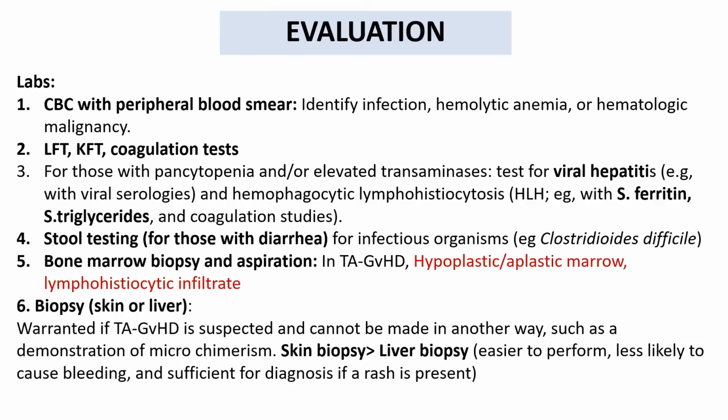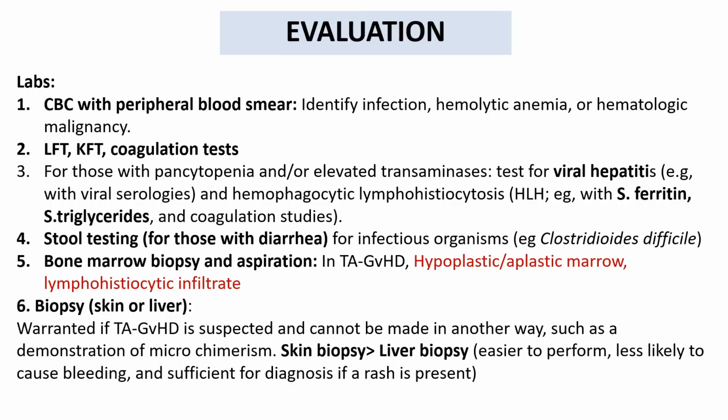Evaluation of TA-GVHD is done with the lab investigations of CBC with peripheral blood smear to identify any infection, hemolytic anemia, or hematological malignancies. The KFT, LFT, and coagulation tests are done, especially for those with pancytopenia or elevated transaminases. We can rule out viral hepatitis using viral serology. HLH syndrome has to be excluded by investigations of serum ferritin and serum triglycerides and coagulation studies. Stool testing is done for those with diarrhea to rule out any infectious organism like Clostridium.